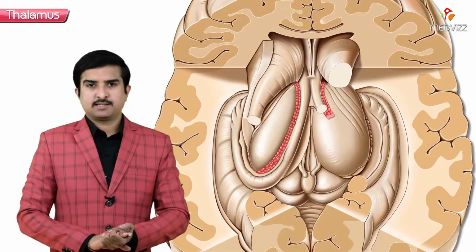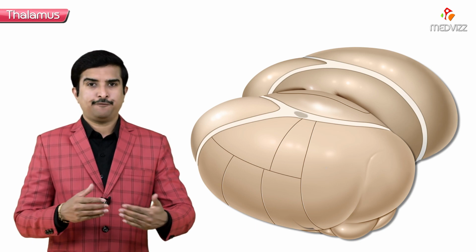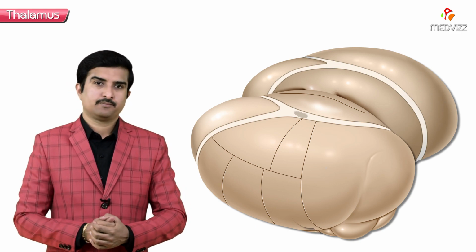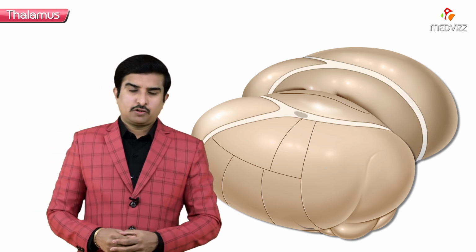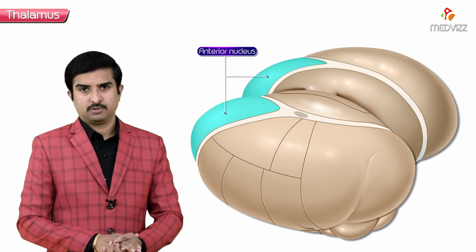Here we are going to discuss the major thalamic nuclei and their afferent and efferent connections. So first, let us talk about the anterior nucleus.